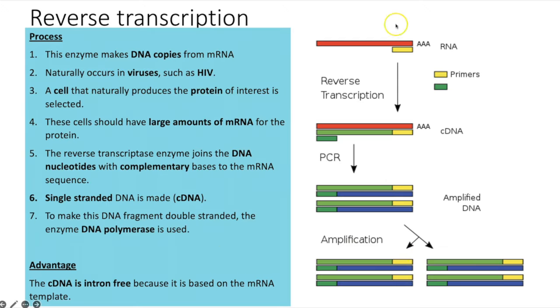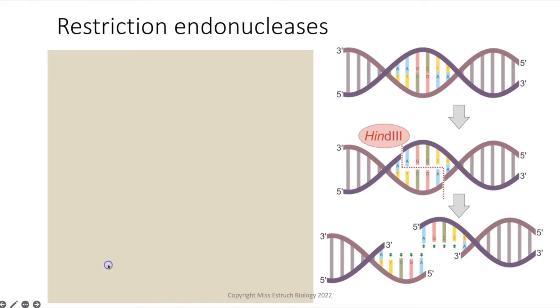But the key things that you need to know is that you start with an mRNA sequence. You then add in DNA nucleotides and the enzyme reverse transcriptase, and that will then create a complementary single strand of DNA to that mRNA sequence. Then you add DNA polymerase to create a double strand. Now, the advantage of this way to create your DNA fragment is the complementary DNA that is made is intron-free because it was created from mRNA, and mRNA has already had the introns spliced out.